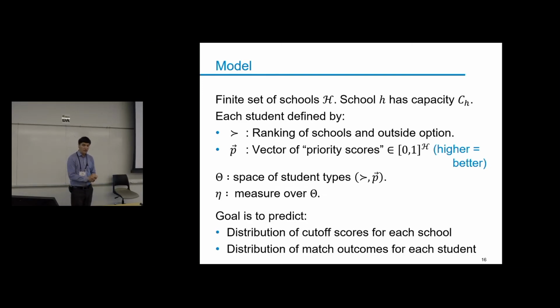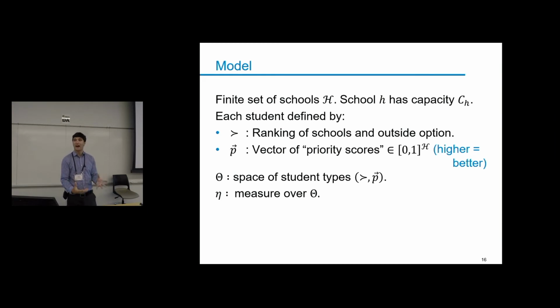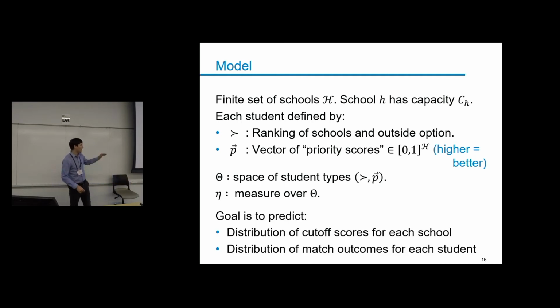OK, and so given this information, so these are the primitives of the model. And now what I need to do is generate a prediction somehow for what's going to happen in this market. Specifically, I want to predict a distribution of cutoff scores for each school and a distribution of match outcomes for each student type.